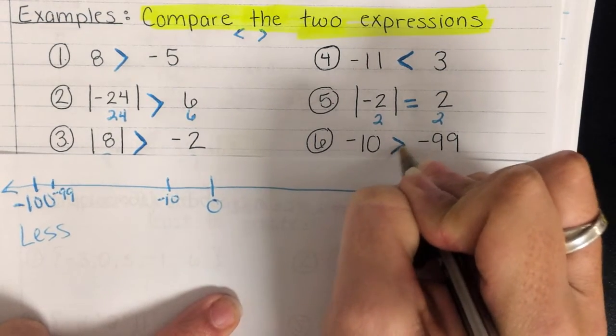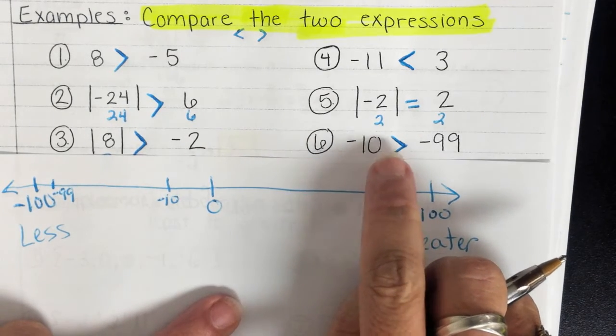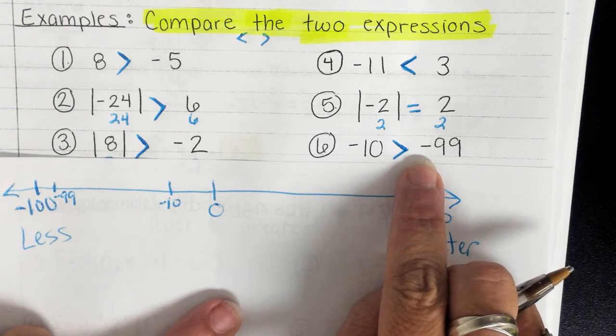So that symbol should be facing that way. Yes? So could you put it like... Never mind. You don't want to flip it. If the teacher gives it to you in this order, keep it in this order. Okay? Yes? I thought it was -99 because 99 is bigger than 8.